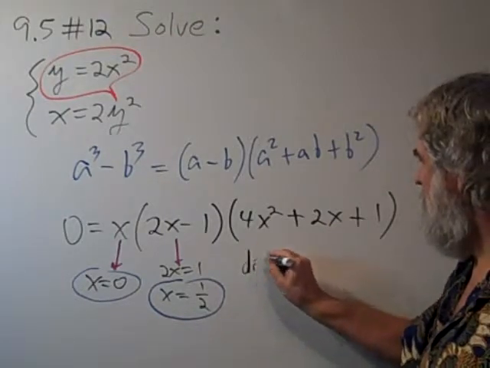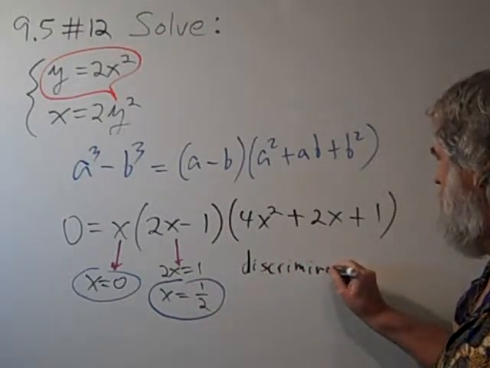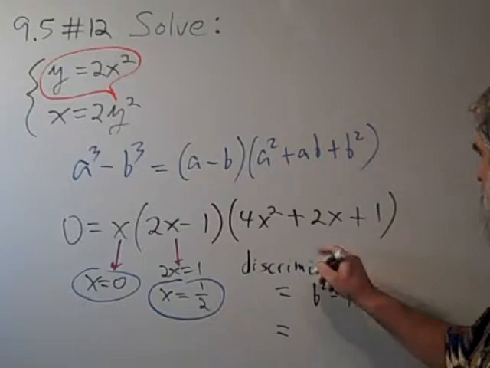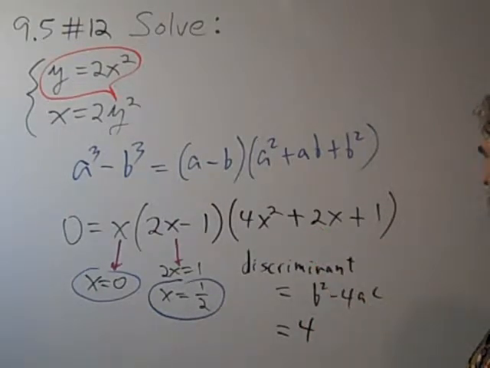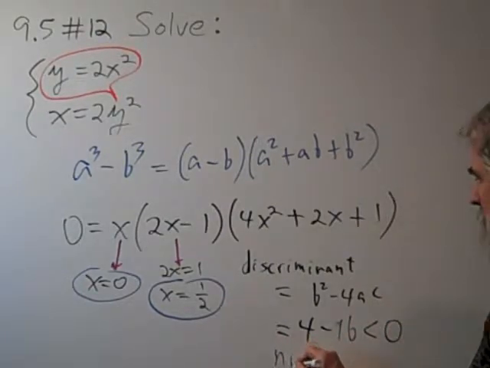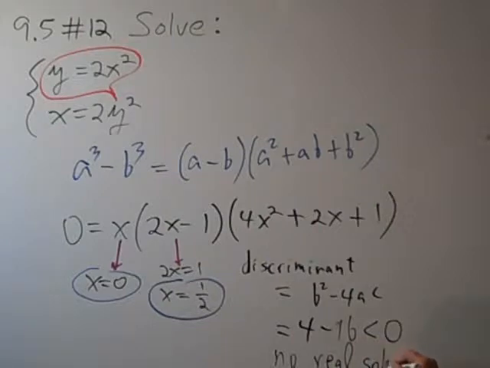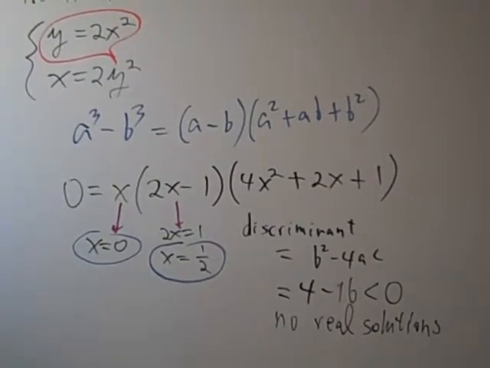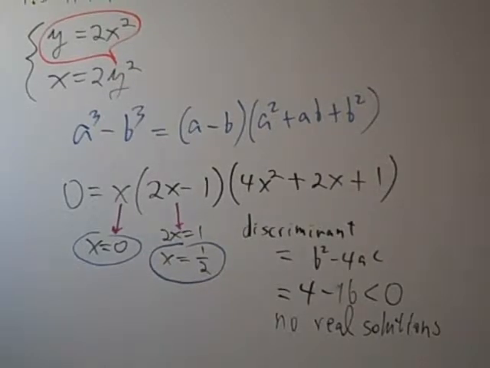The discriminant, remember, is equal to b squared minus 4ac. In this case that's 2 squared is 4 minus 4 times a times c. That's 4 minus 16, which is less than 0. So there's no real solutions from that quadratic, that trinomial factor. So we only have two solutions for x. X equals 0 and x equals 1/2.